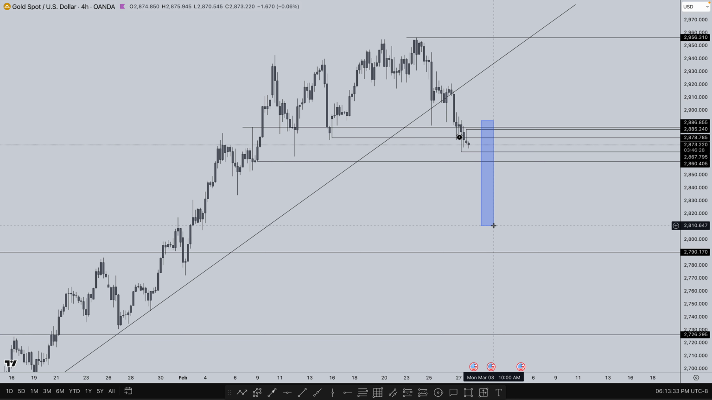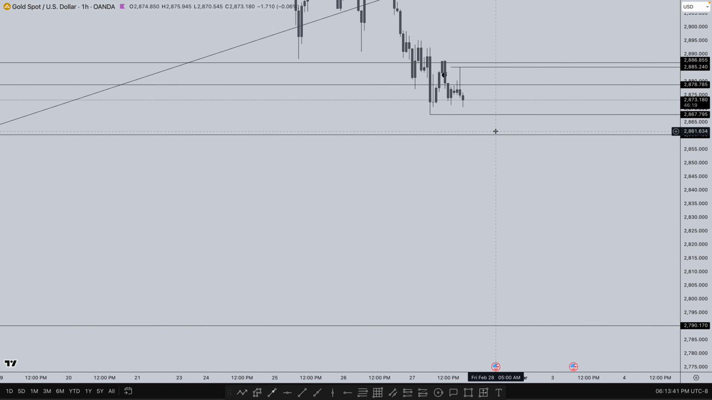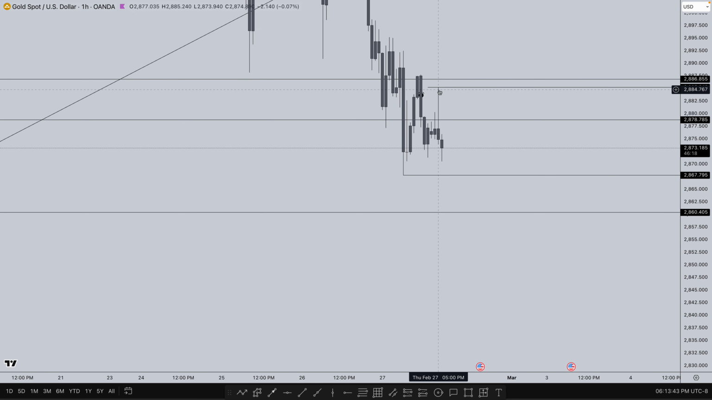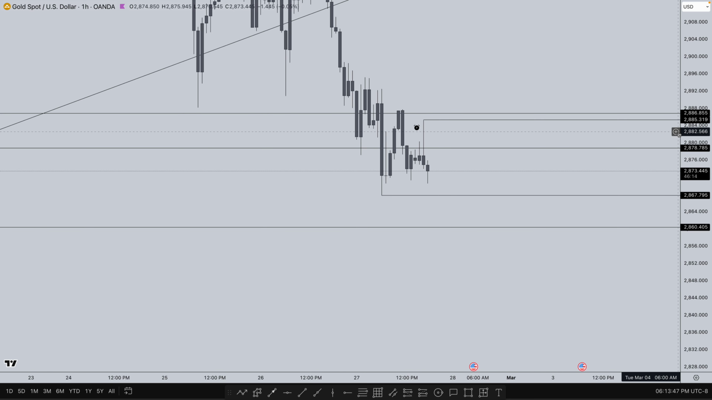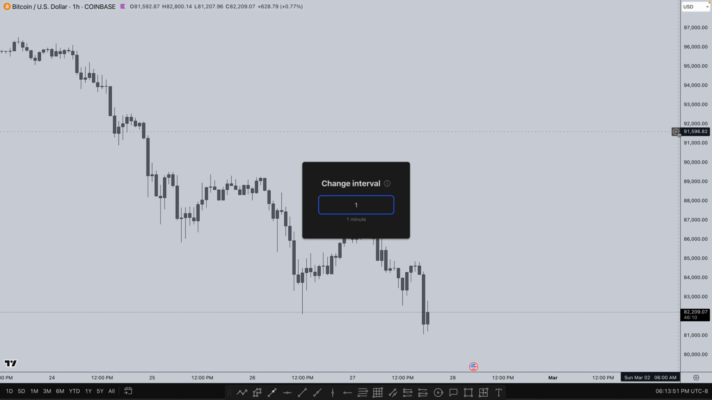But maybe it'll be one big wick on the monthly. You never know. So far, that's it though. That's really it for gold. We're just waiting for the confirmation to the upside. And then I know Bitcoin, I got to do Bitcoin, honestly.